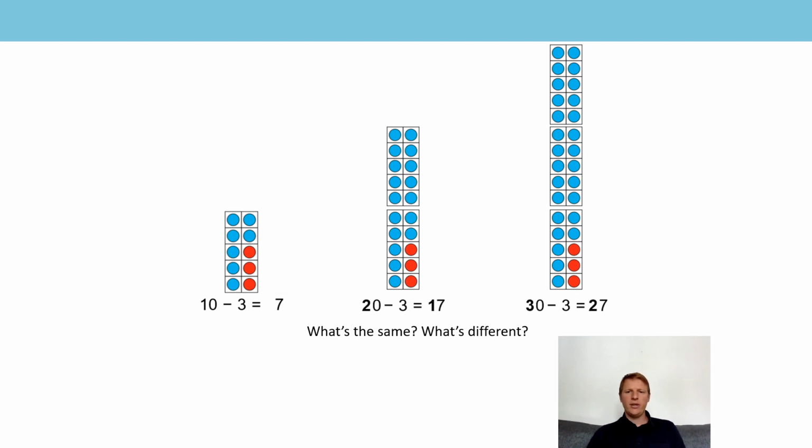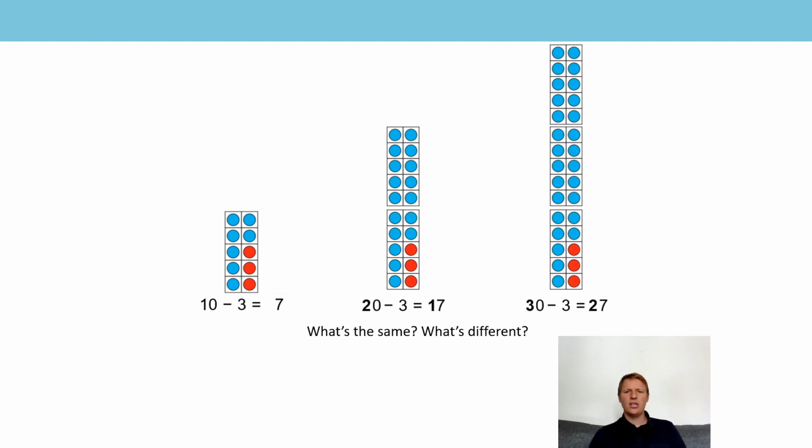Let's start with the minuend. Does the minuend change each time? Definitely does. We had 10 as our minuend at first, then 20, then 30. So how much has the minuend increased by each time? It's increased by 10. And we can see on our representation where that 10 is shown. It's shown here on the middle one, and then our next extra 10 is shown by our next extra 10 frame.